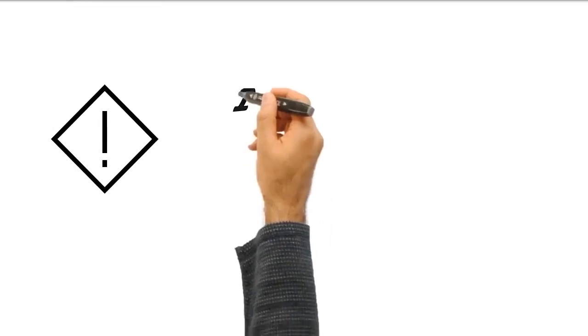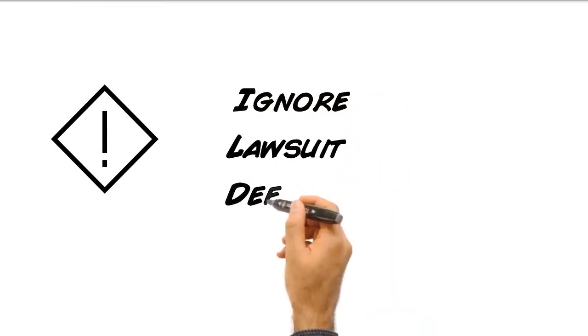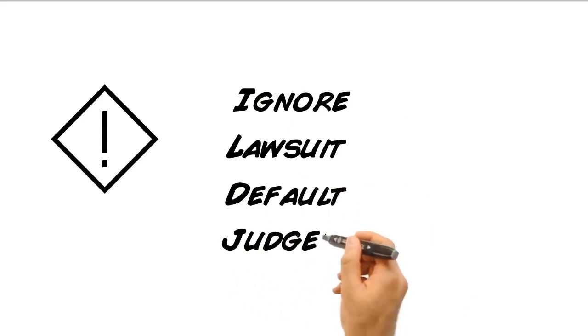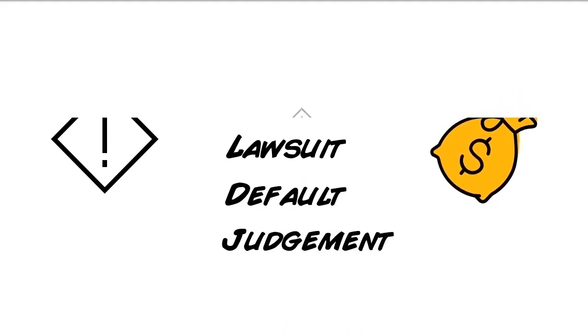Okay, so here's the big mistake people make when being sued. They ignore the lawsuit and just allow what is known as a default judgment to be made against them, and this could be any amount at all. So this is a huge mistake.